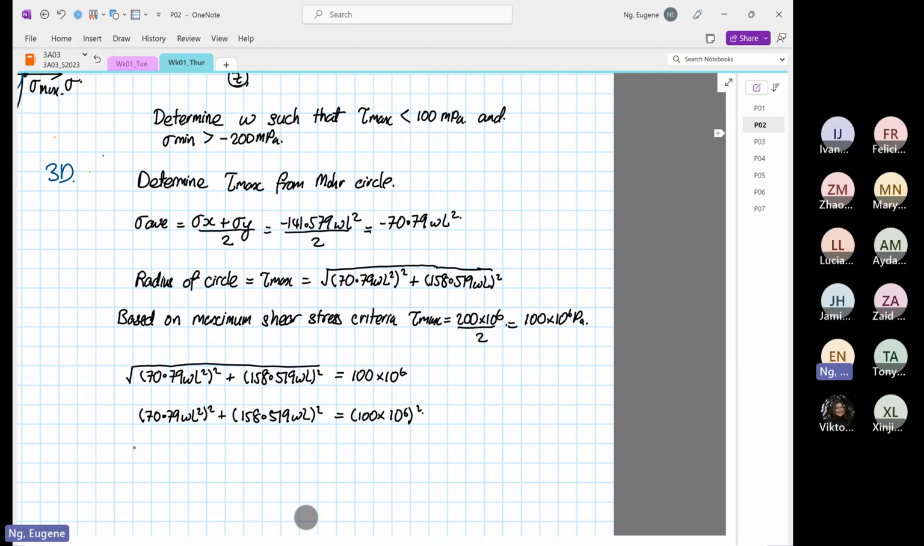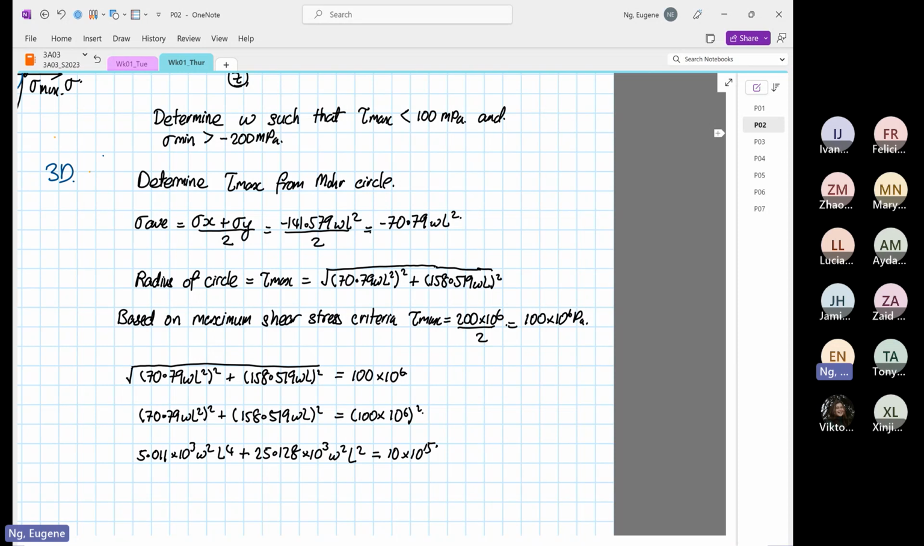Okay. So if I were to expand this, I will get 5.70.79 squared is equal to 5.011 times 10 to the power 3 omega squared L4, plus 158.519 squared again is 25.128 times 10 to the power 3 omega squared L squared, and then what we have over here is 100 power 6 squared is equal to 10 times 10 to the power 15. Okay, so this is our equation.